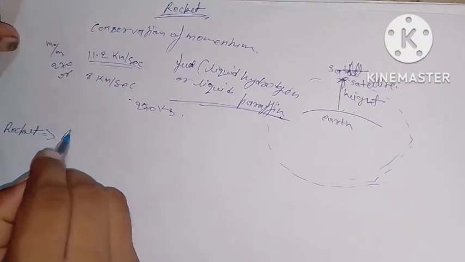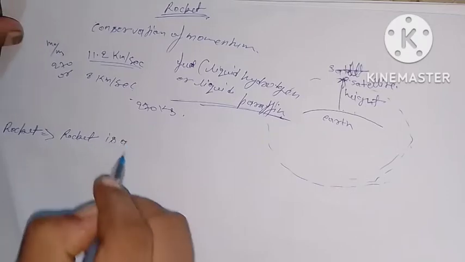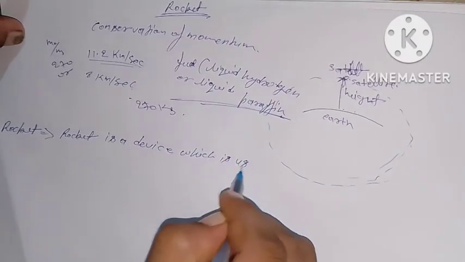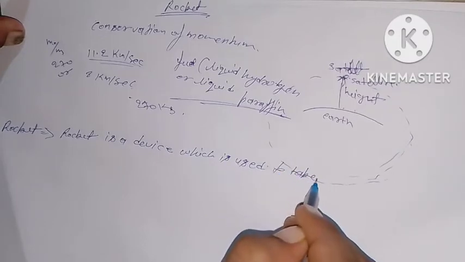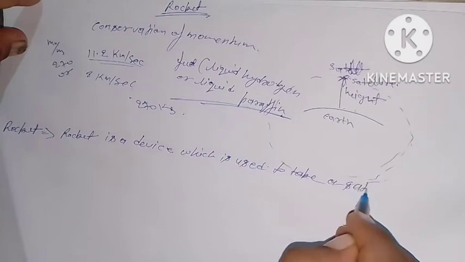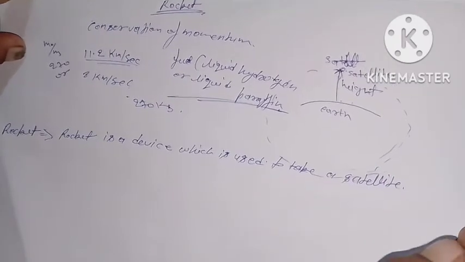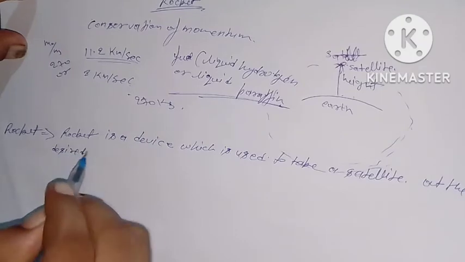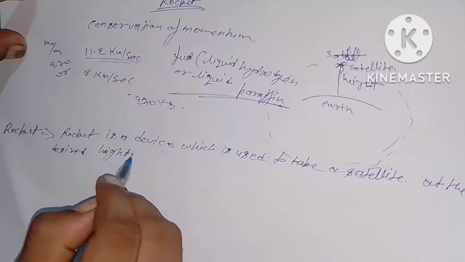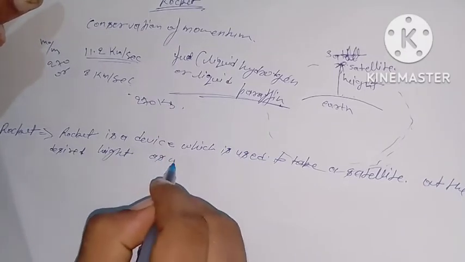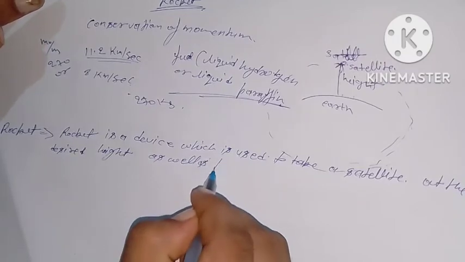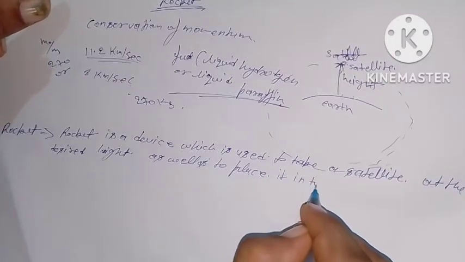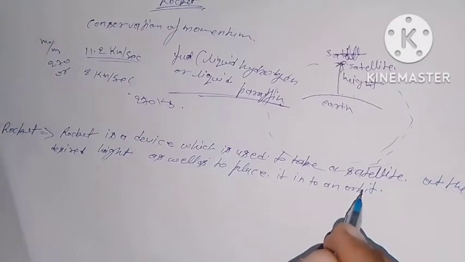A rocket is a device which is used to take a satellite to the desired height as well as to place it into an orbit. Okay.